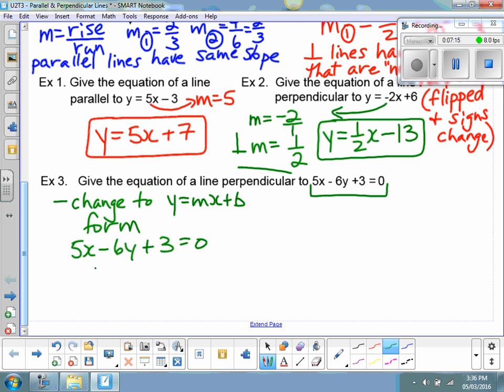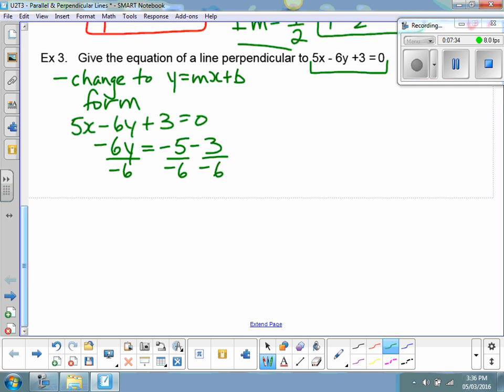Remember, when I'm changing it from standard form to slope y-intercept form, I need to move things away from the y. And then when I reach this point, I need to divide each thing by that negative 6. So what I end up with is y equals negative 5 divided by negative 6. Because it's a negative divided by a negative, I can just write a positive. And I can't simplify 5 over 6 at all. And I've got negative 3 divided by negative 6, so that's going to be a positive. But 3 over 6 I can write as 1/2.